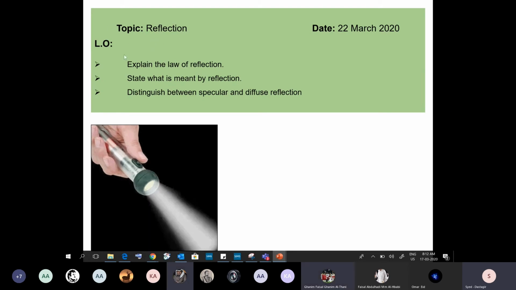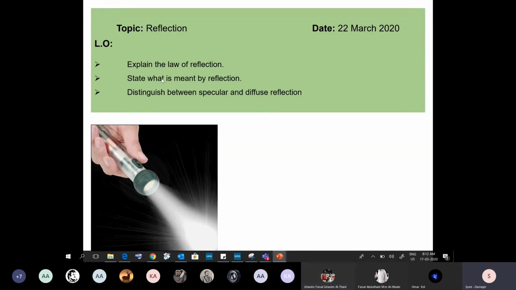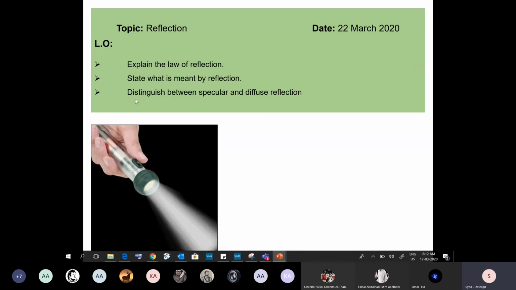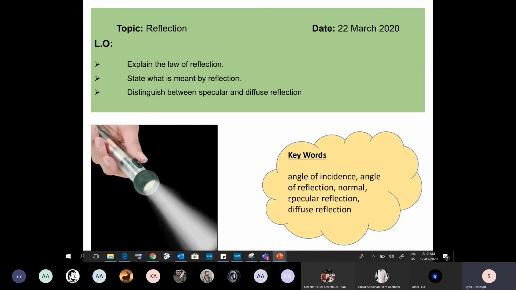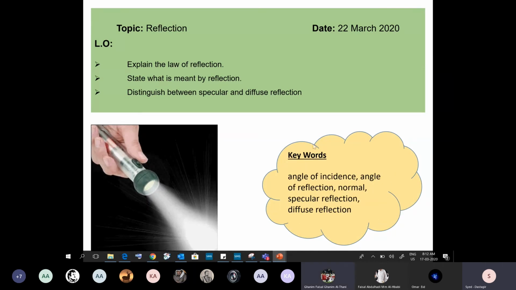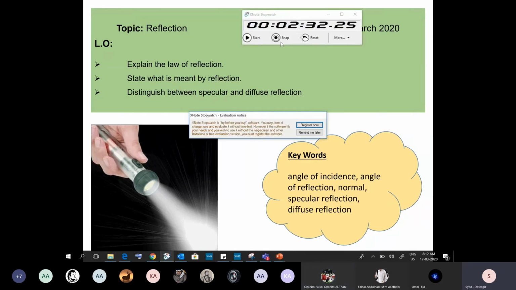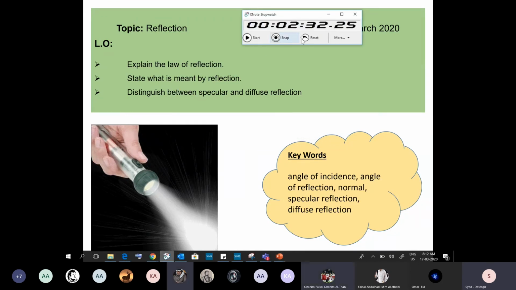So everyone should write the title. Don't worry too much about the learning objectives now because you wrote them yesterday about this topic. So we're going to explain the law of reflection, state what is meant by reflection, and understand the difference between specular and diffuse reflection. Now, our keywords, very important. Make sure you write down the keywords. In total, I'm going to give you 2 minutes.